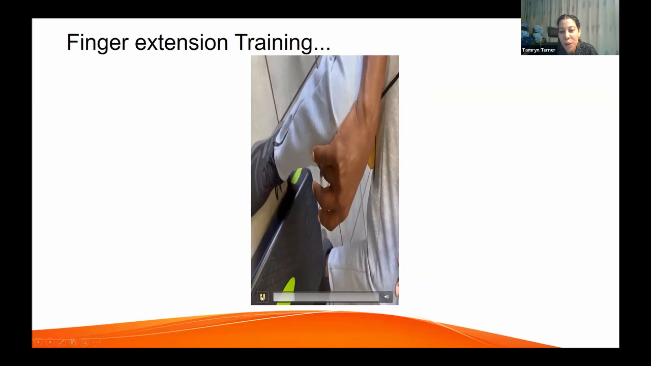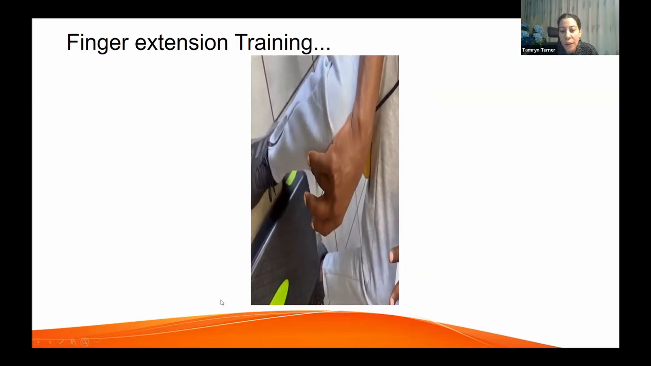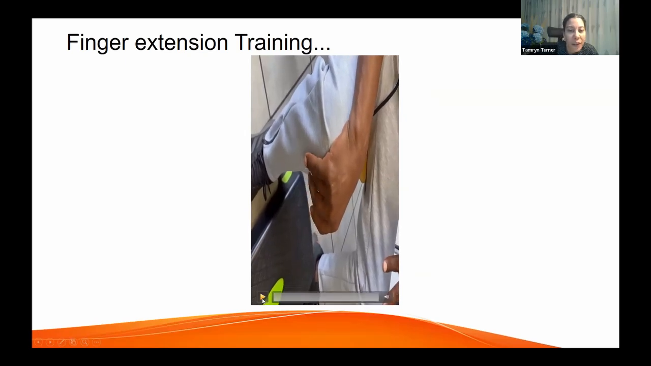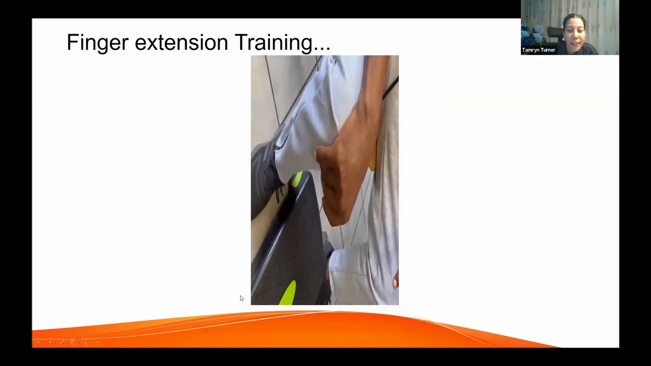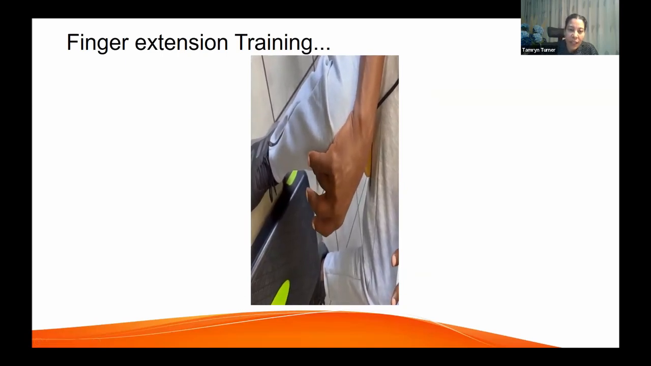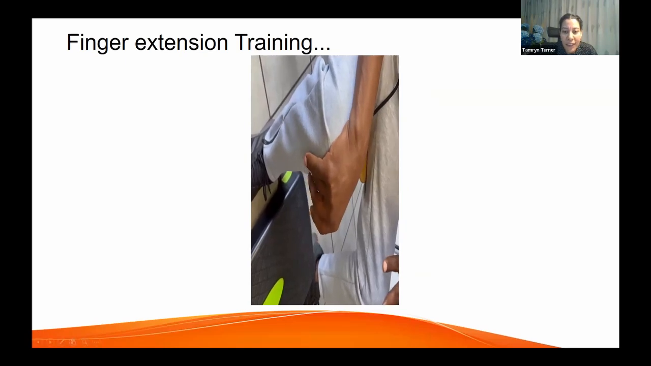So this is as complex movement starts to develop. And this is a little practical technique that I use in order to get finger extension going. So what I'll do is I'll ask the patient to put their hand over their knee with their wrist in flexion, because that will then help me to elicit some finger extension, just like that.